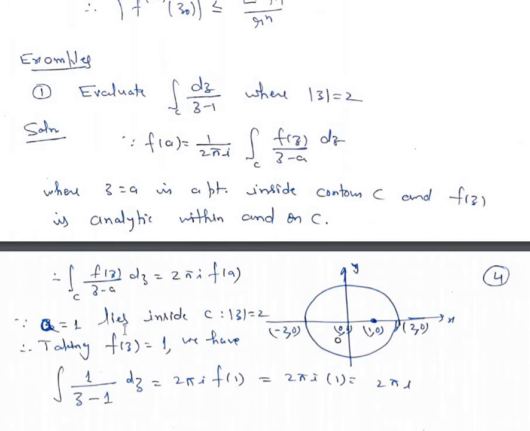So therefore, since a is equal to 1 lies inside the contour |z| = 2, we take f(z) = 1. So we have the integral over c of 1 upon (z minus 1) dz is equal to 2 pi i into f at 1. Now what is f at 1? Because f(z) is 1, a constant function, f(1) is also 1. So the value of this integral is 2 pi i.